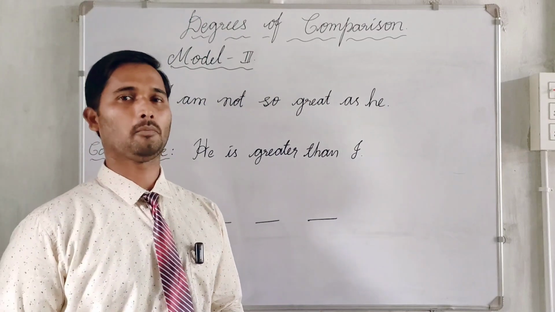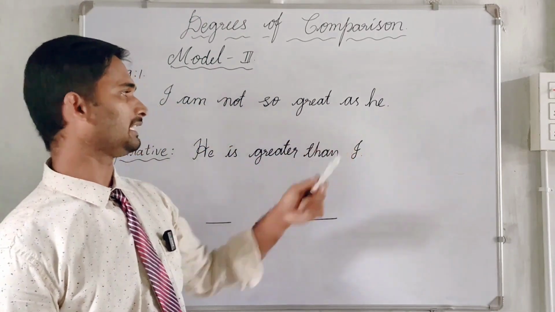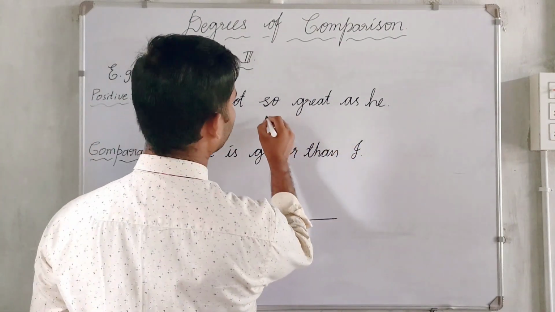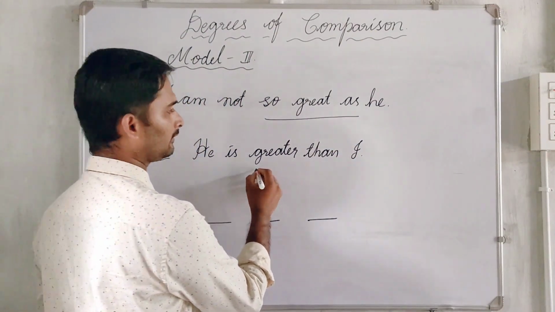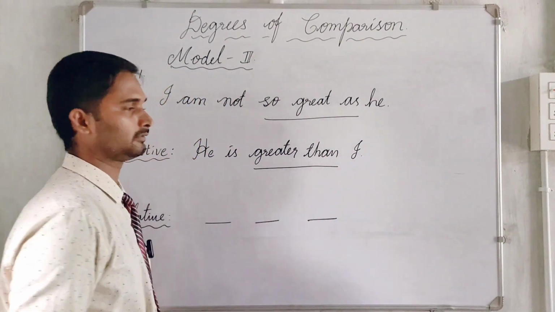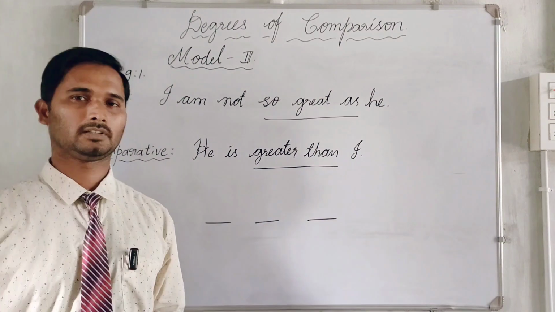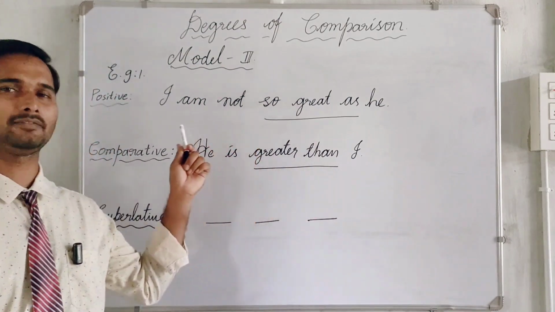Degrees of comparison, Model 3. Let us see some examples. I am not so great as he. Here comparison is made only between two. This is the positive one. And the comparative form is: He is greater than I. The comparison is made only between two people. This Model 3 does not have the superlative form, only the comparative and the positive.